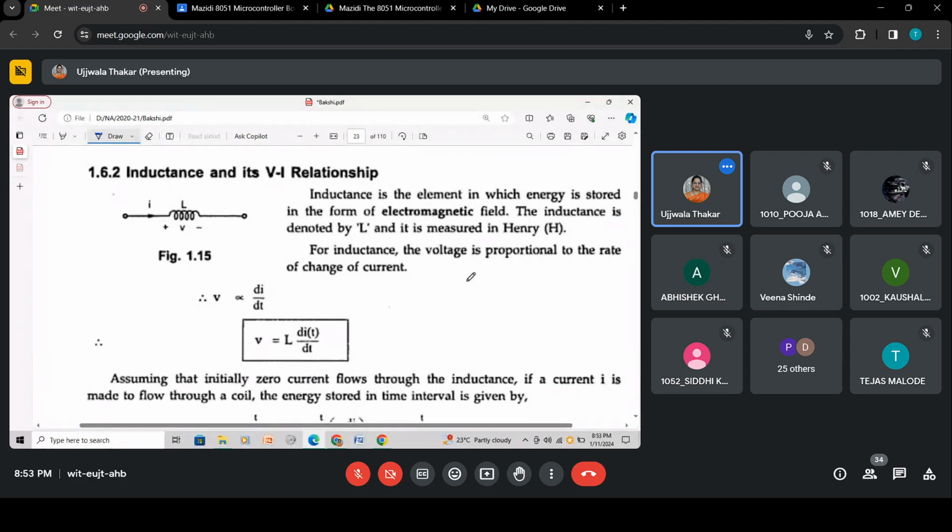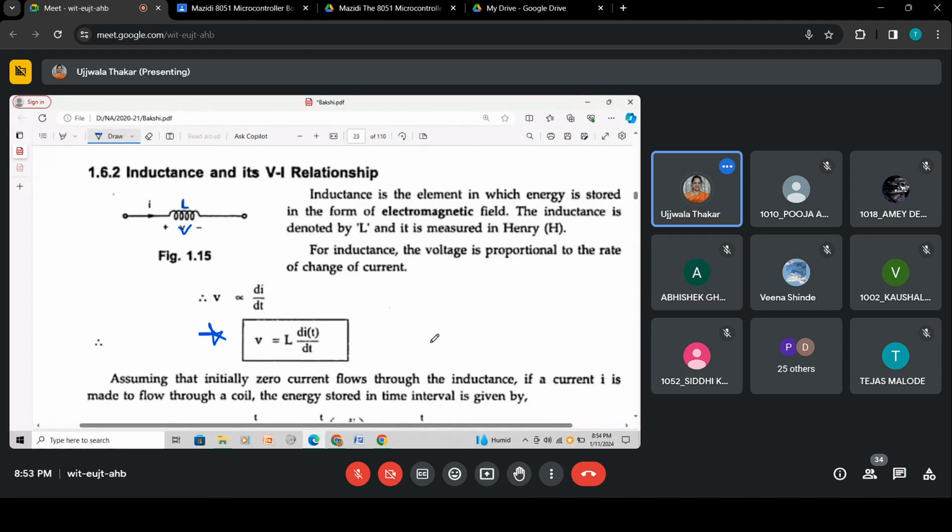Okay. Inductance, V-I relationship. I think this is also fine. There is an inductance. This is AC we are talking about. This is the voltage applied. This is the relationship: V is equal to L di by dt. You should be remembering this. V is equal to L di by dt.